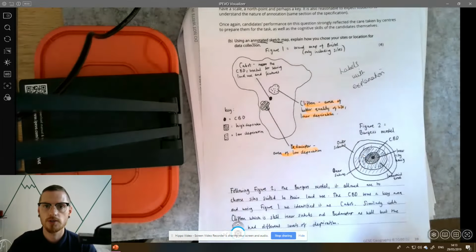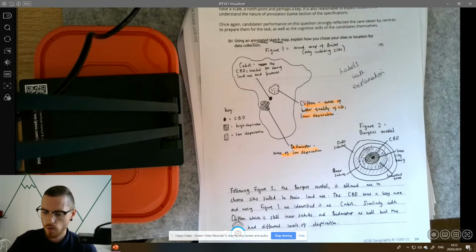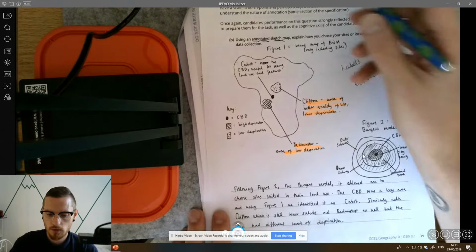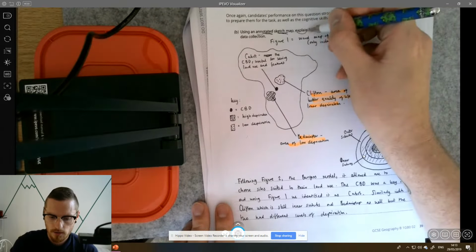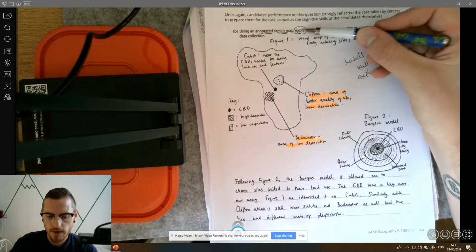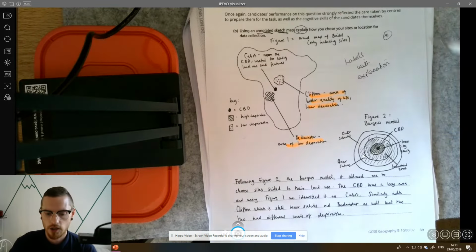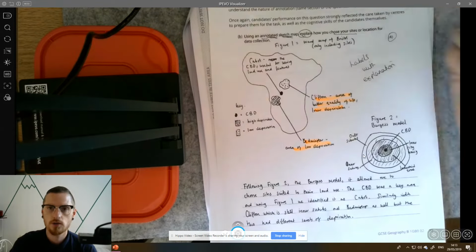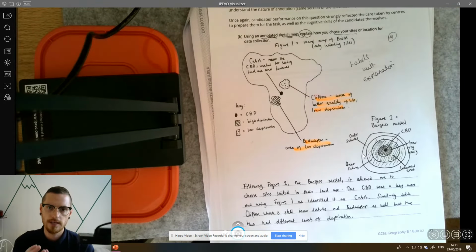Now, if you're asked to do something similar to this, this question is asking you to explain. So we'll use key phrases to develop points, but it's you explaining the annotated sketch, and it's asking you to explain why you chose your site. So that's where you did your measurements. You must know that for both your urban and physical fieldwork.